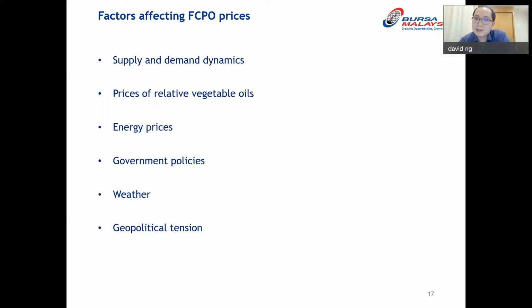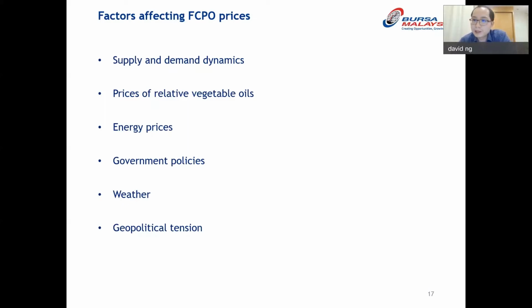Among the factors as listed here, government policy is one of the factors that's very hard to measure. The rest of it, you can forecast or estimate. But when it comes to policies, or in fact even weather, these are the two important variables that are very difficult for us to predict or even estimate.